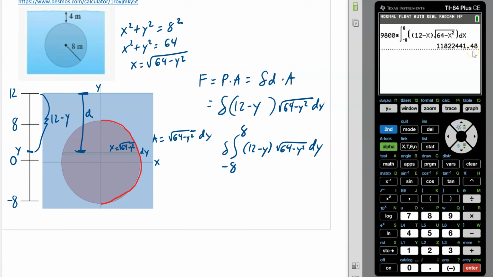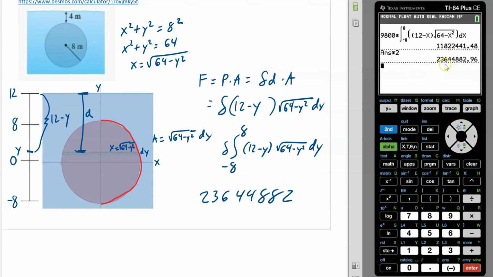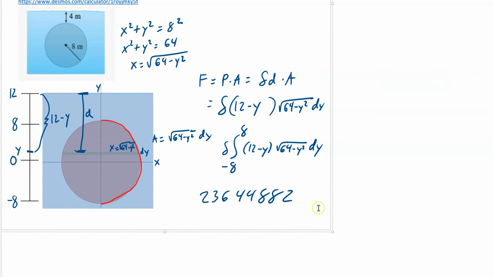And we get this. Now, again, we have to double it because that's only half. So we really have that. Double check that. And then again, this is newtons. So let's do a little scientific this time. So we'll do 2.4 times 10 to the 7 newtons.